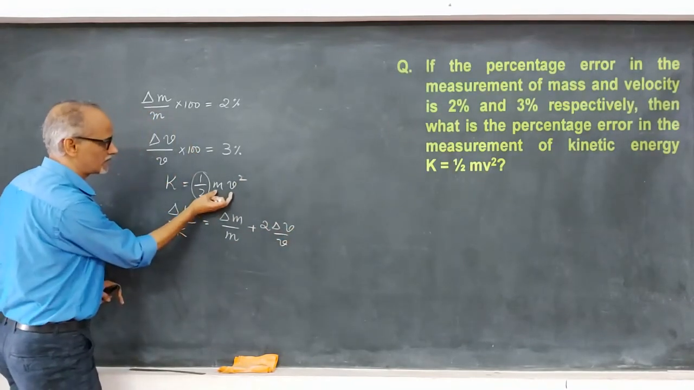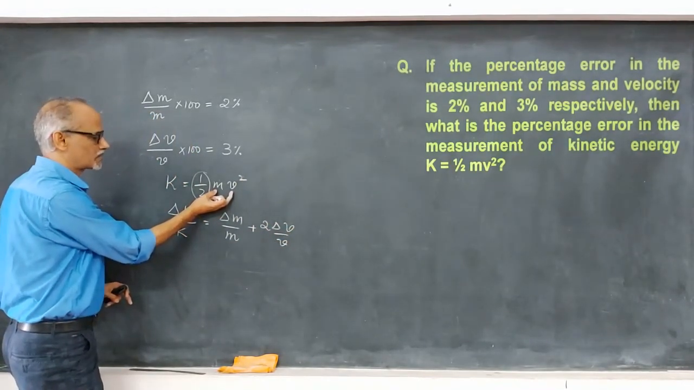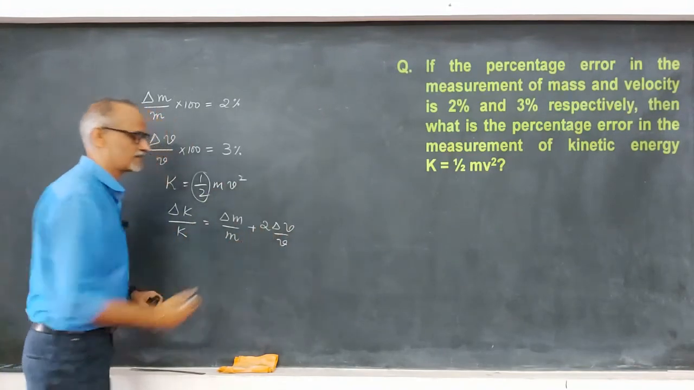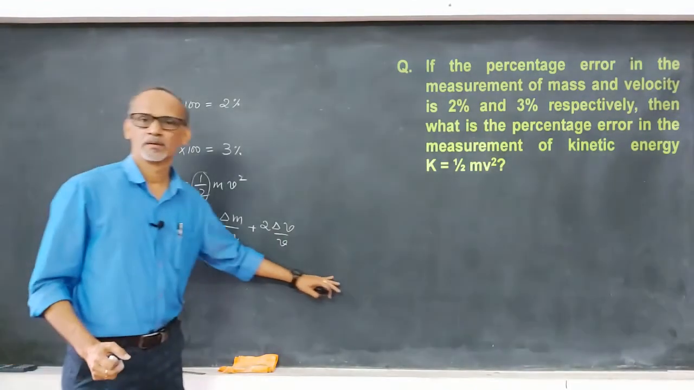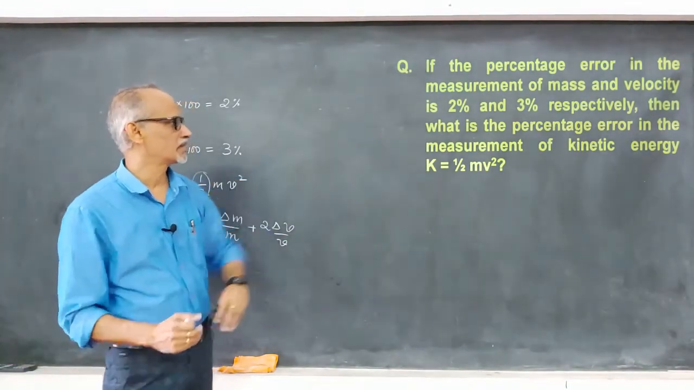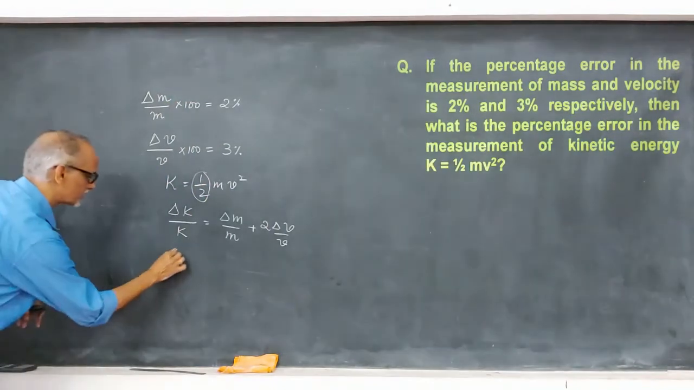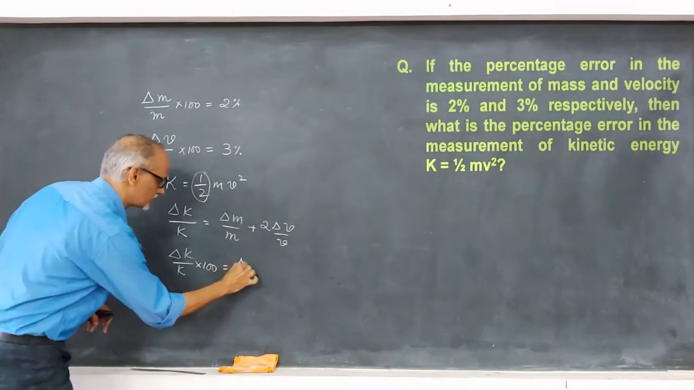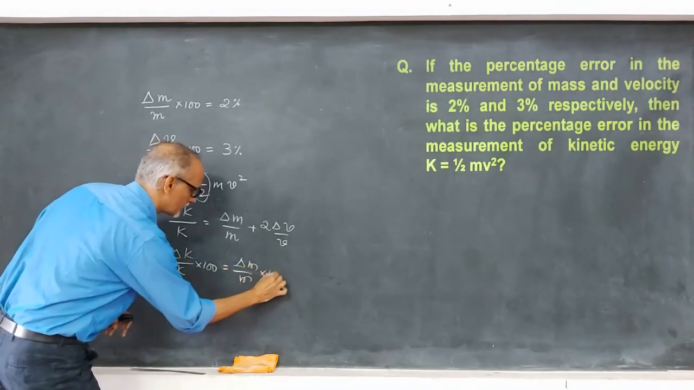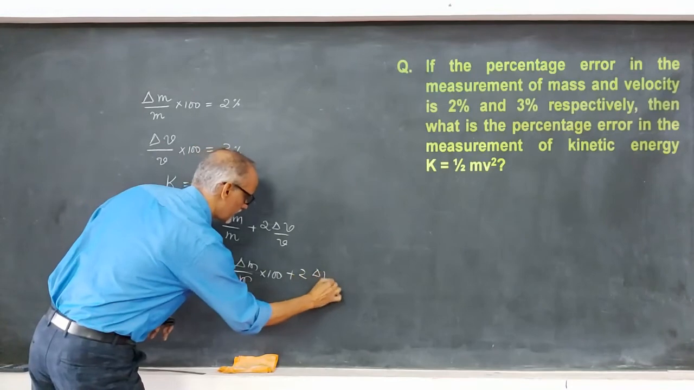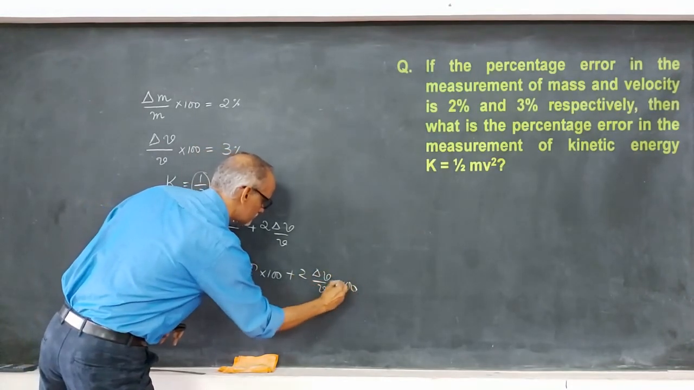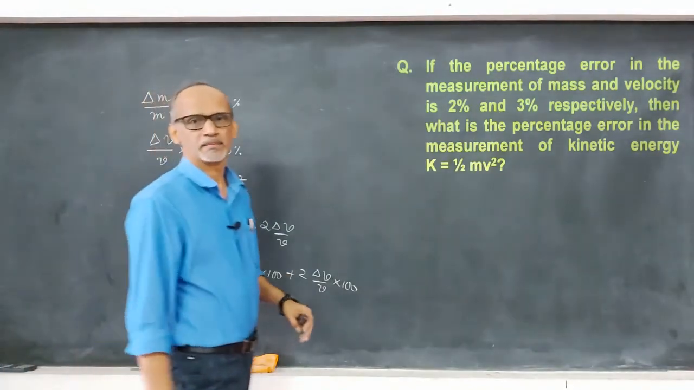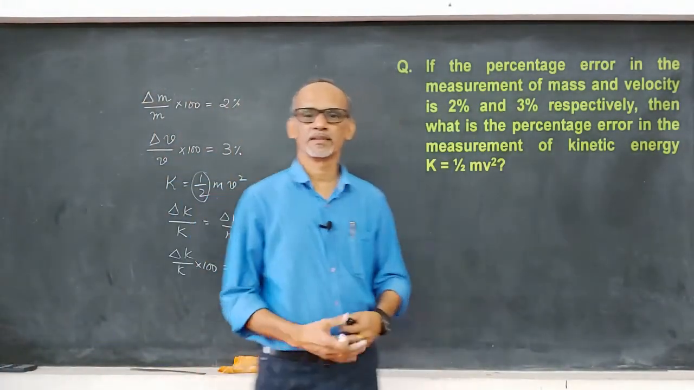So I have used the product rule. While using the product rule, the fractional errors are added, and whenever there is a power, multiply by the power. But this will give you the fractional error, but what we wanted is the percentage error. So for which I have to multiply by 100. Delta K by K into 100 is equal to delta m by m into 100 plus 2 delta v by v into 100.